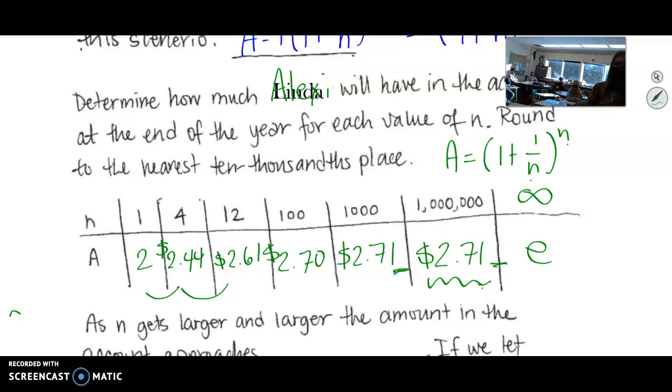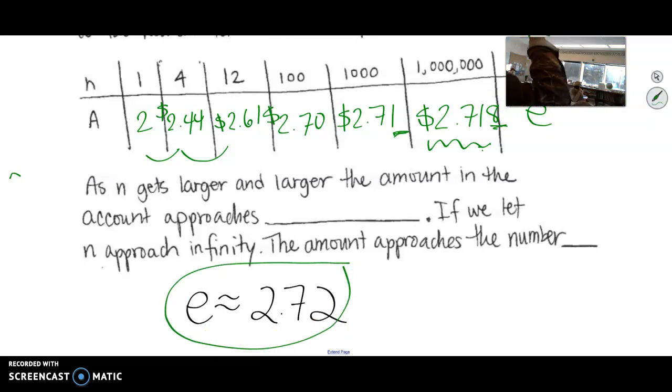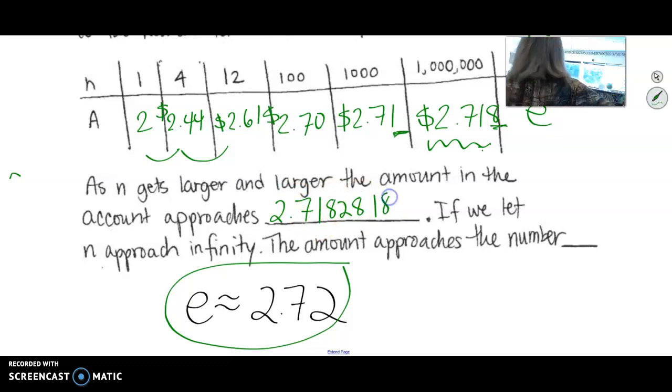And E is a limiting value, and if you round it, because this was an 8 back here, we usually use 2.72. As n gets larger and larger, the amount in the account approaches 2.7182818. I don't know what the next digits are, but it looks like it's repeating 182818, but it actually goes off randomly after that. It kind of looks like a pattern, but it's actually not. So the exact number is E. We usually round it and use 2.72 for just general purposes.